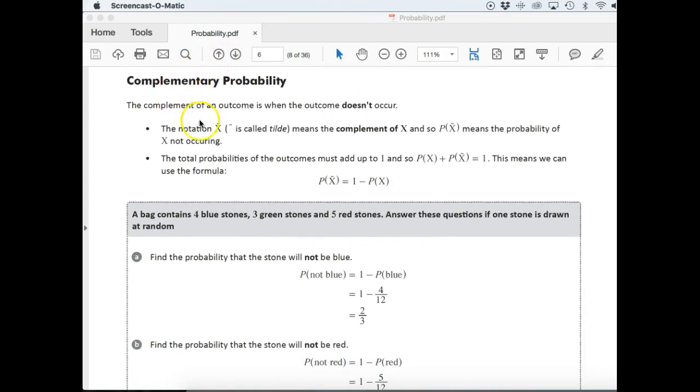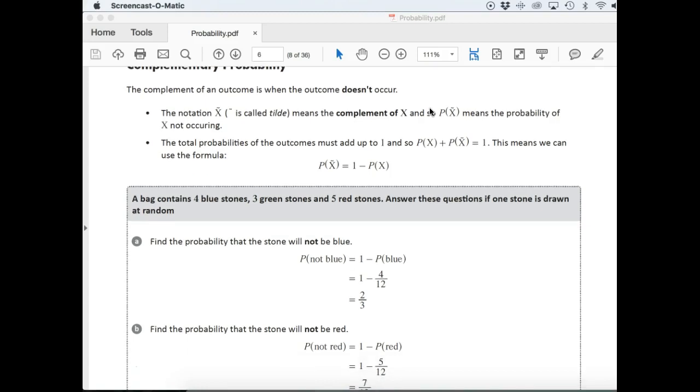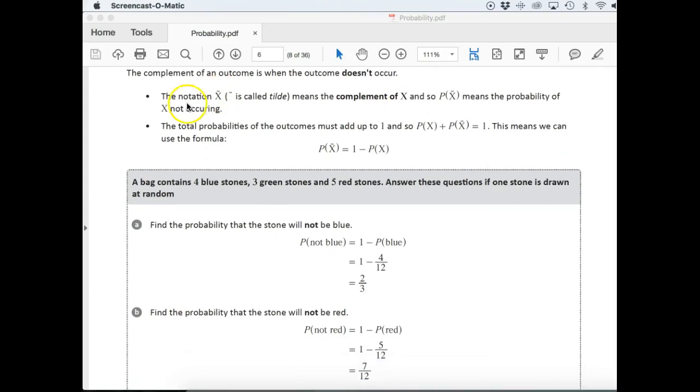Complementary probability means an outcome that doesn't occur. Now I know that complement means, if you give me a compliment, you could say, Miss, you are the most fantastic maths teacher ever. That's a beautiful compliment, but it's not my probability complement. And it's also true, so we won't get caught up on that. Okay, notation: X with a tilde means the complement of X, so it means the probability that X will not occur.